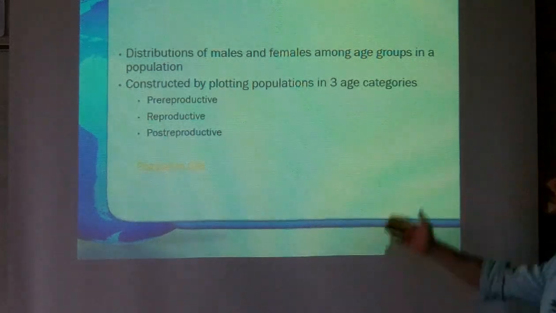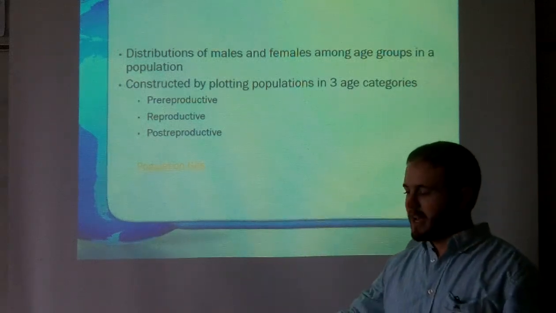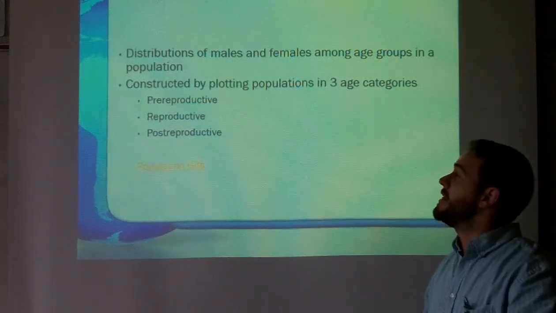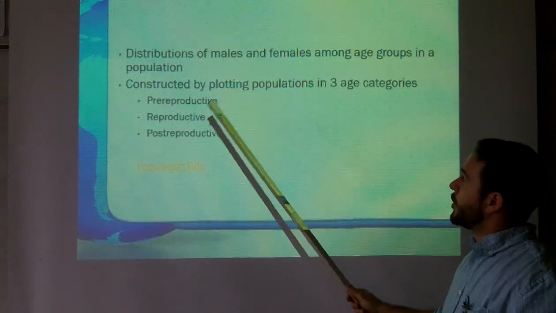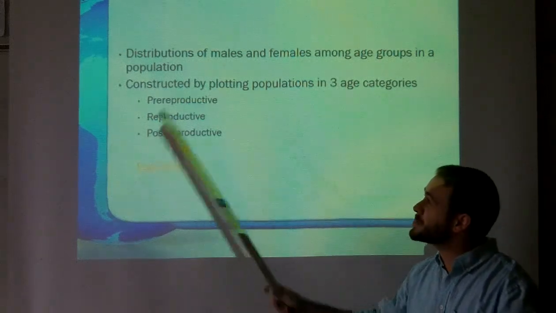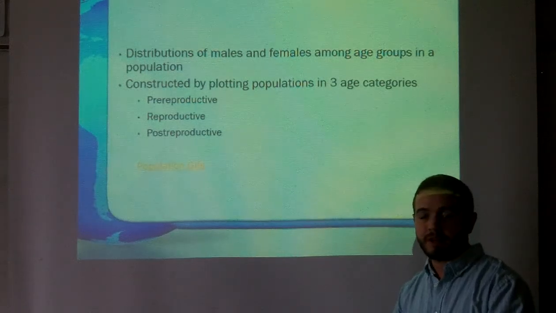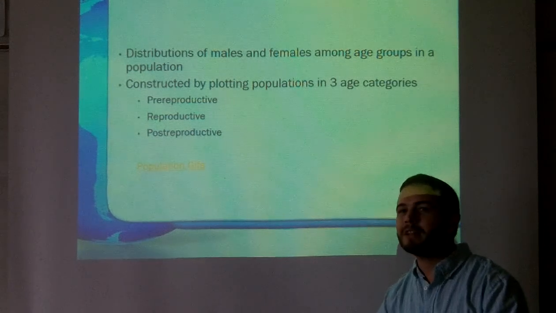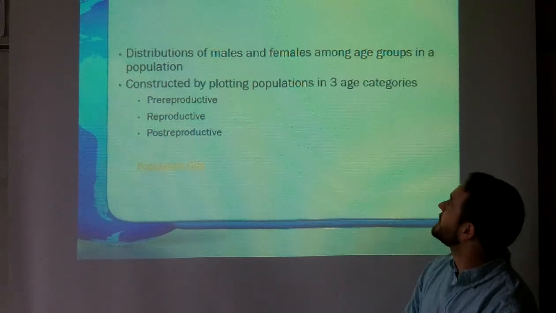So for this we're looking at a distribution of males and females among age groups in a population. The first graph we're going to look at just separates them into males and females. And then the second ones separate them into 3 stages: pre-reproductive, reproductive, and post-reproductive. Knowing what portion of a population is in each of these categories can tell us a lot of information about future growth of that country's population, maybe some economic situations that they might run into. There's a lot of information there. It's good stuff. Stay tuned, let's keep going.